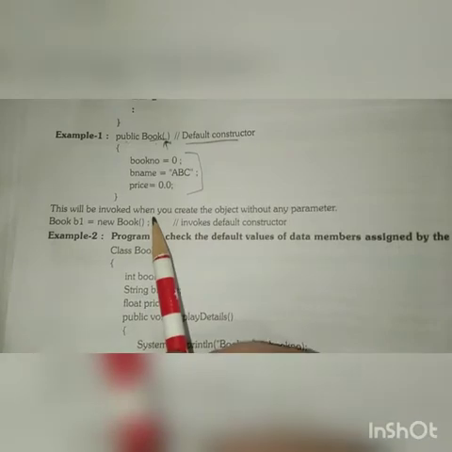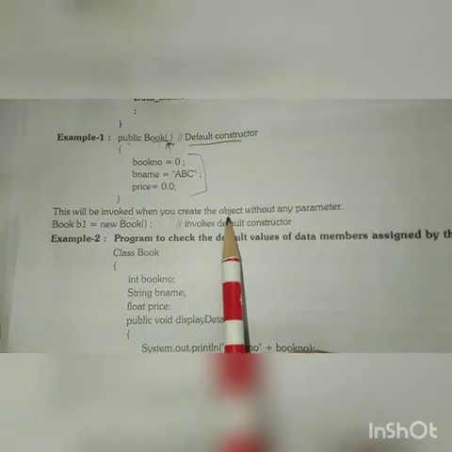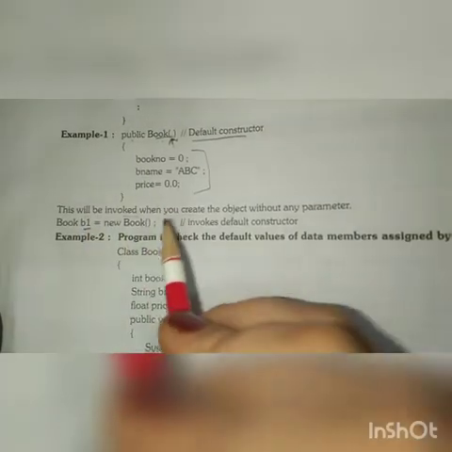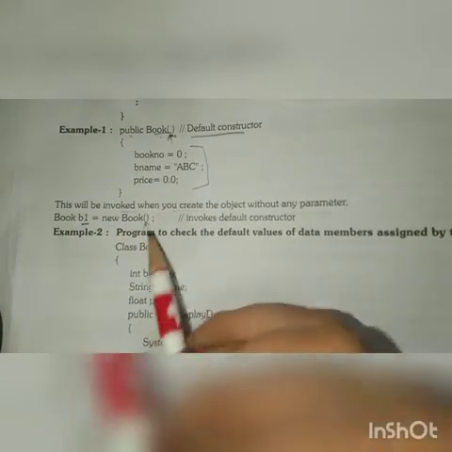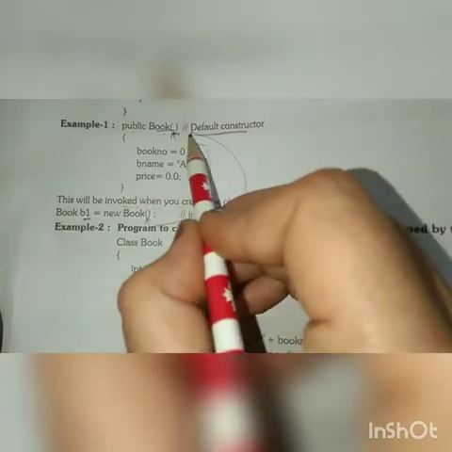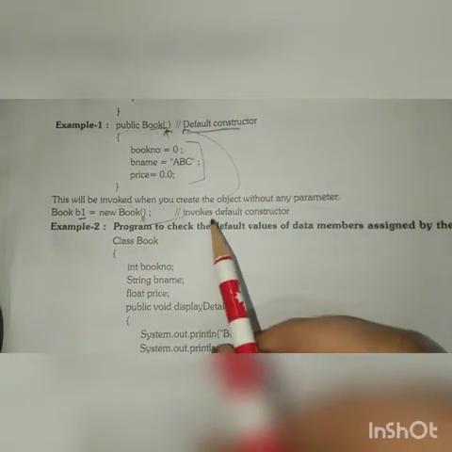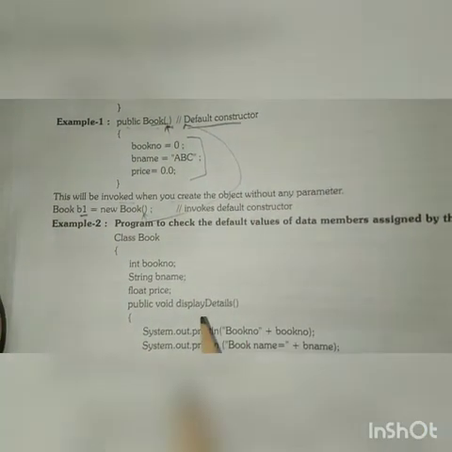This will be invoked, when will it be called? When you create an object without any parameter. As soon as you create the object and give no parameter here, it means the default constructor has to be called. So it will invoke only the default constructor.